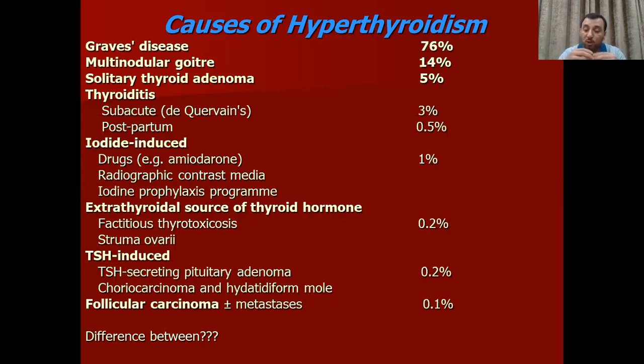Thyroiditis, which is inflammation of the thyroid gland, can occur after viral infection, which we call de Quervain's, or after pregnancy, postpartum. You see this cause in the list of hyperthyroidism and also in hypothyroidism.